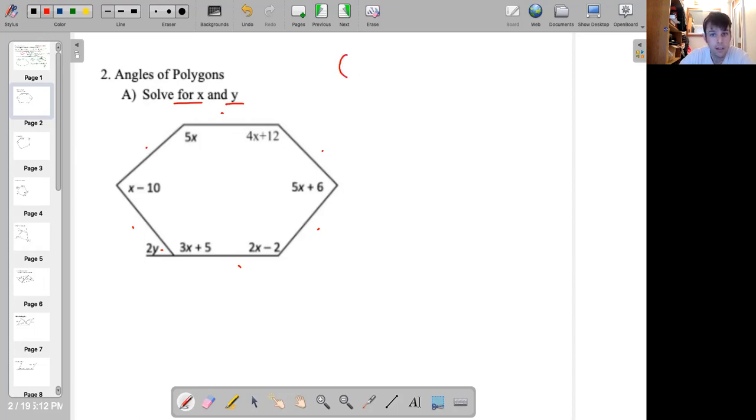for a hexagon. So 6 minus 2 times 180. That's going to give you an interior angle sum of 720. So you know all these inside angles are going to equal 720 together. And so you take that and you write an equation. 5x plus 4x plus 12 plus, right? You want to write those all out and get your total angle sum.